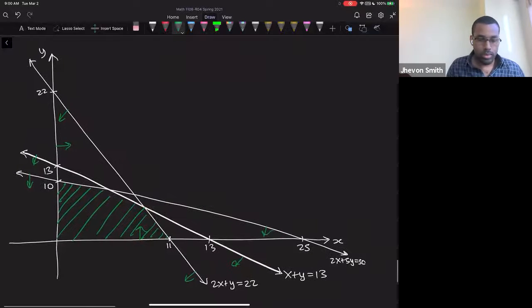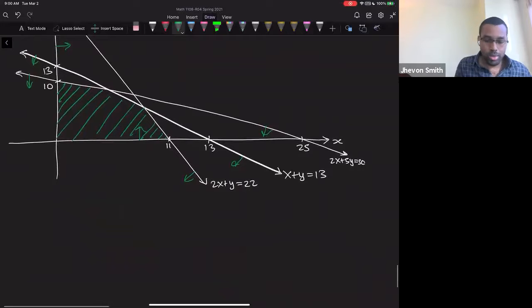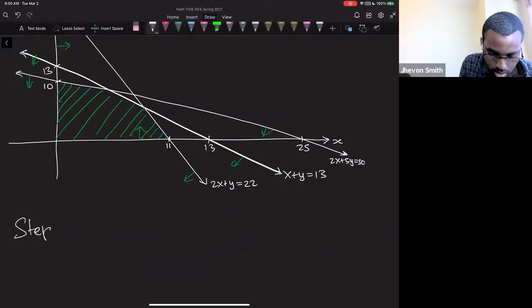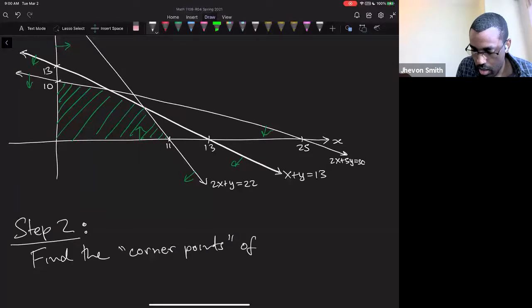Right. So far, so good, hopefully. Okay, so that's the first thing. You would find the feasible region. So now, step 2. Find what we call corner points of the feasible region.